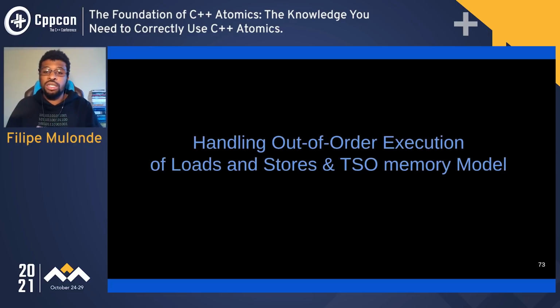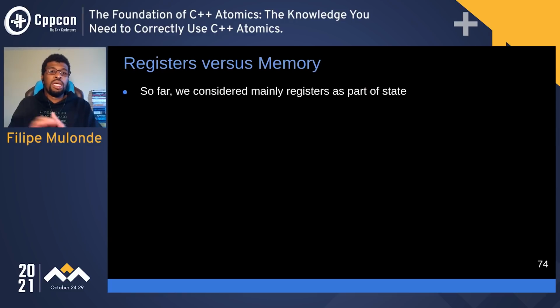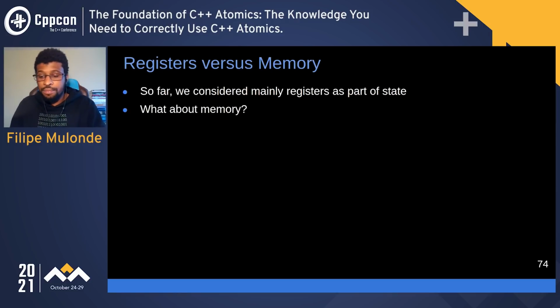So you should consider everything I covered in the previous slides as a background to understand the rest of the talk, because the goal of the talk is really here, right? It's really understanding how the way the modern processors handle out-of-order execution of loads and stores affects the visibility of store operations. So far, we have considered mainly registers as a part of state. But what about memory? Because what really matters when we talk about memory models is memory operations.